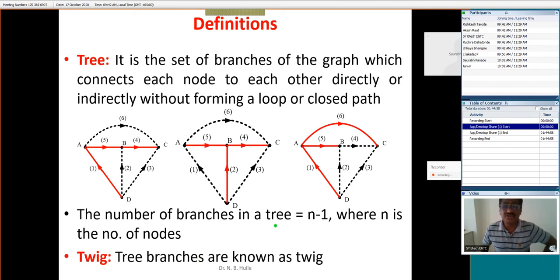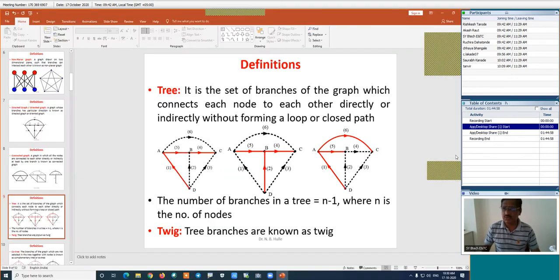This is a tree. Then there is a formula for calculating the number of branches. The number of branches in any tree is given by the formula n-1, where n is the number of nodes. How many nodes do we have here? 1, 2, 3, 4, 4 nodes. This 4 minus 1 is 3 branches we should have in a tree. This is the 1st branch, 2nd branch, 3rd branch. This is again 1, 2, 3. This is forming a tree. Is it right?